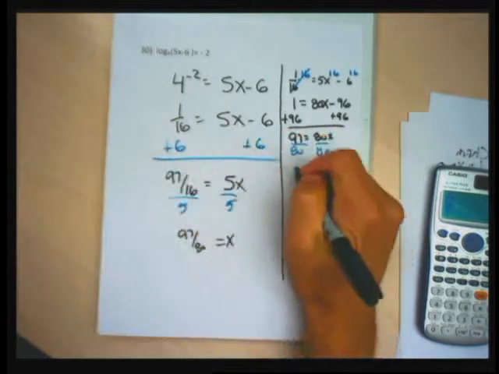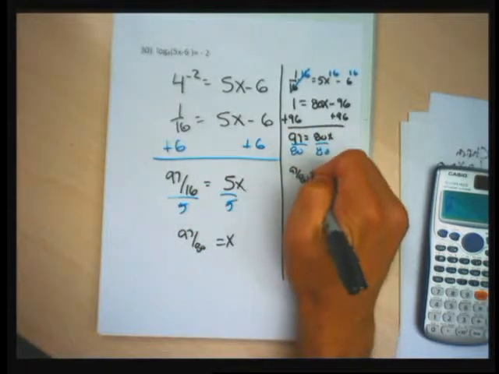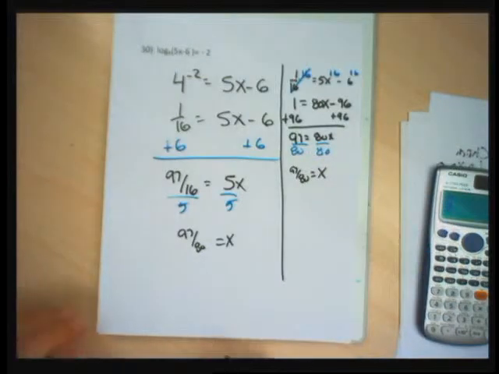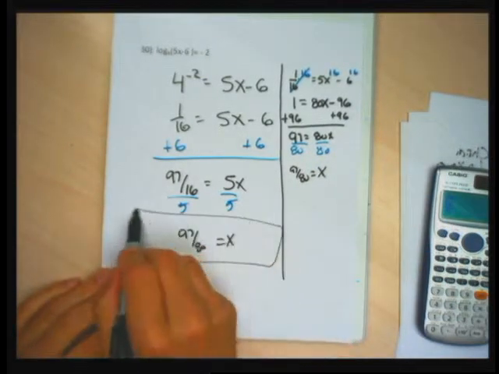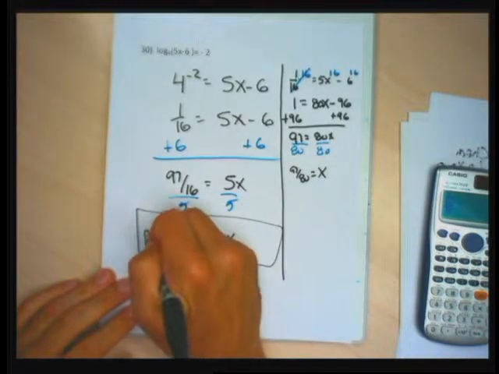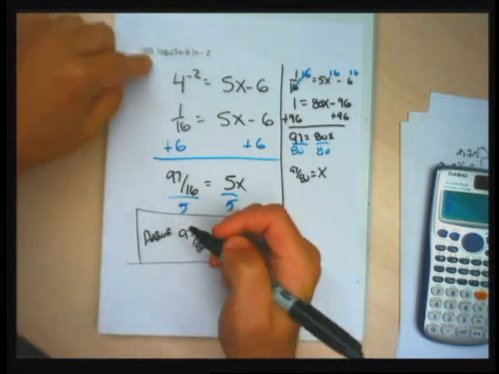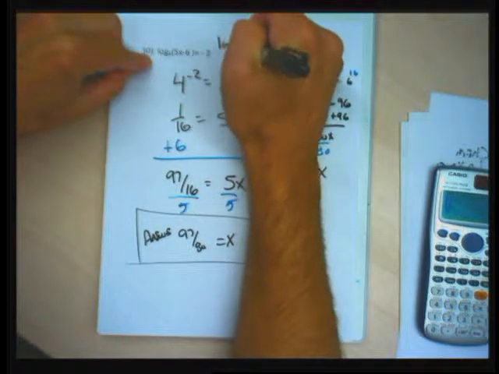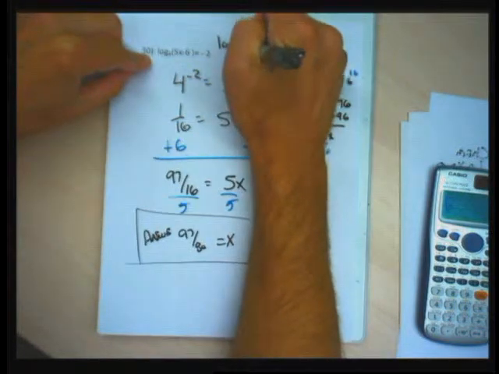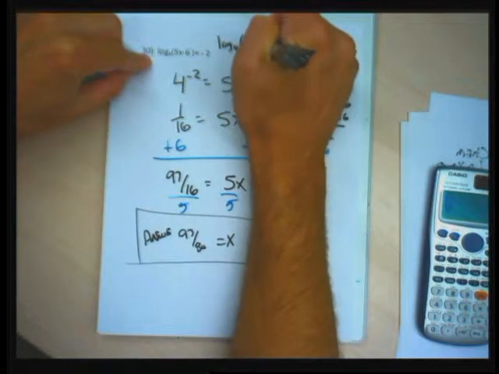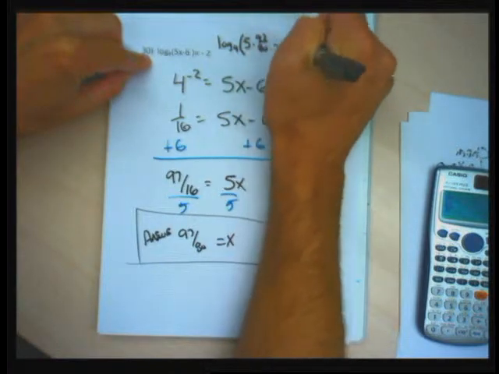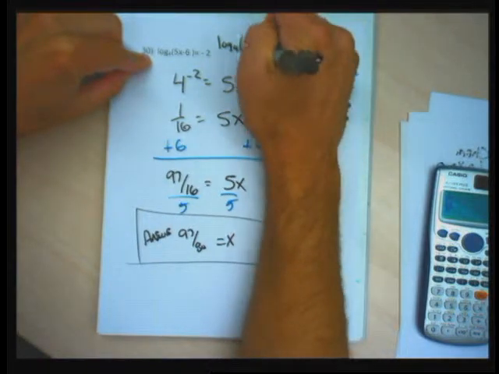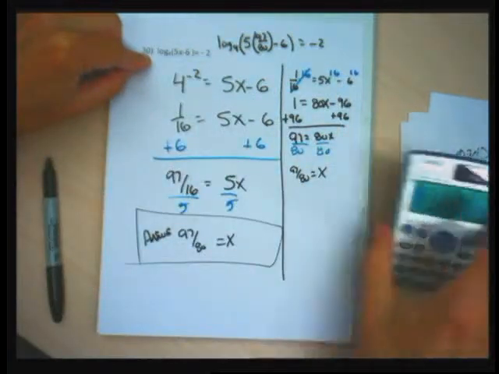Still get 97 over 80 equal to x. Didn't have to rely on my calculator. Didn't look so impressive. Before I commit to say that this is my answer, I'm going to check, and I'll just check up top here. So I need to make sure that the log base 4 of 5 times 97 over 80 minus 6 equals -2, and I'll probably use a parentheses on my calculator for that.